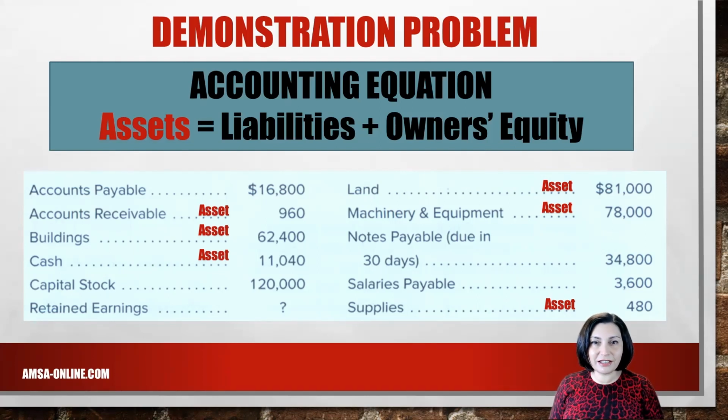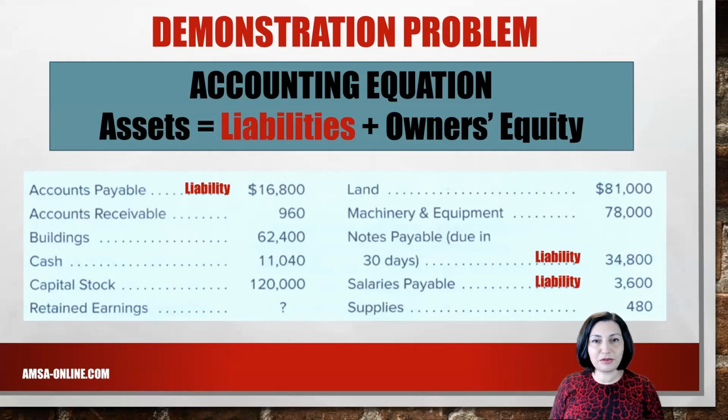The building is an asset account as we are going to use it in the future for many years. The cash account is an asset account. We will be using it for future purchases. The land account is an asset account as we are going to use it for many years. The machinery and equipment account is also an asset account. Same as with building and land, we are going to use machinery and equipment to produce revenue. The supplies account is an asset account and shows how much supply we have on hand.